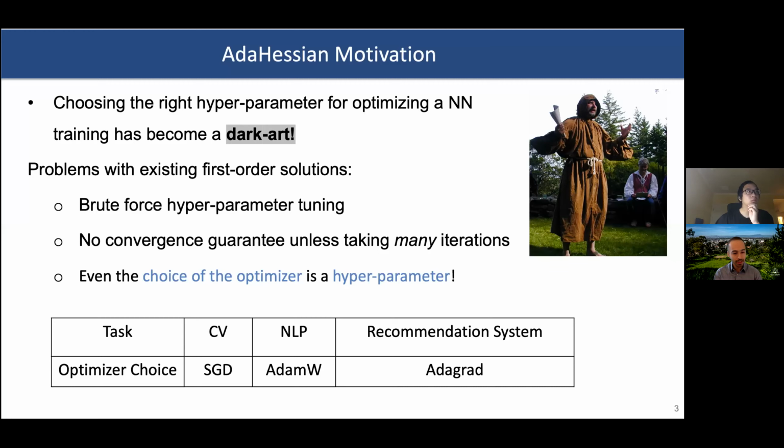If you actually look at different learning tasks, such as computer vision, NLP, and recommendation systems, you see that for image classification, SGD performs a lot better than other methods. If you apply Adam or AdamW, the performance is significantly worse.